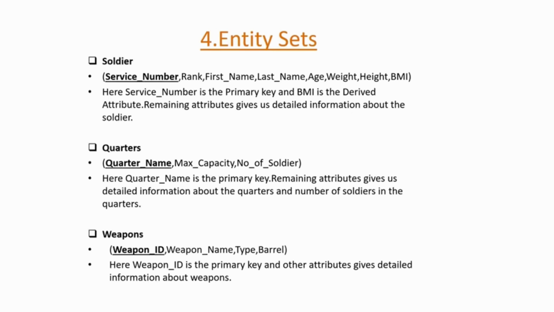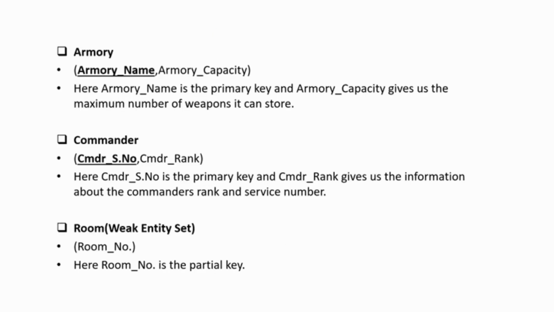Next entity is quarters, and its attributes are quarter name, max capacity, and number of soldiers currently present in it. Quarter name is the primary key in this schema. Weapons entity has the following attributes: weapon ID, weapon name, weapon type, and barrel. Here weapon ID is the primary key and other attributes give detailed information about weapons. Armory entity has two attributes, namely armory name and armory capacity. Here armory name is the primary key and armory capacity gives the maximum number of weapons it can store.